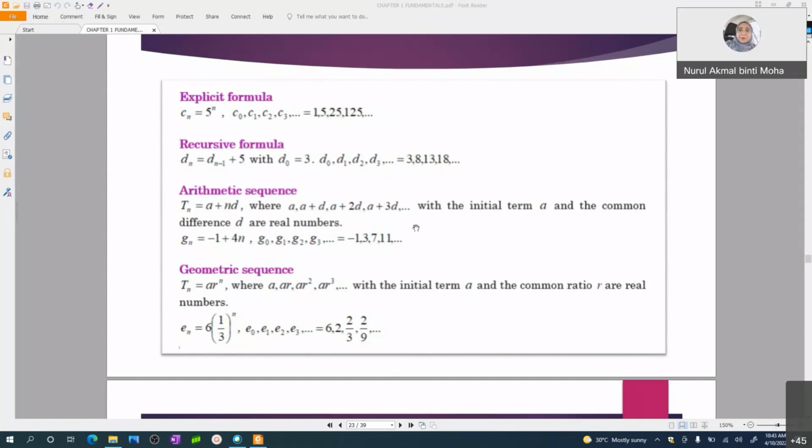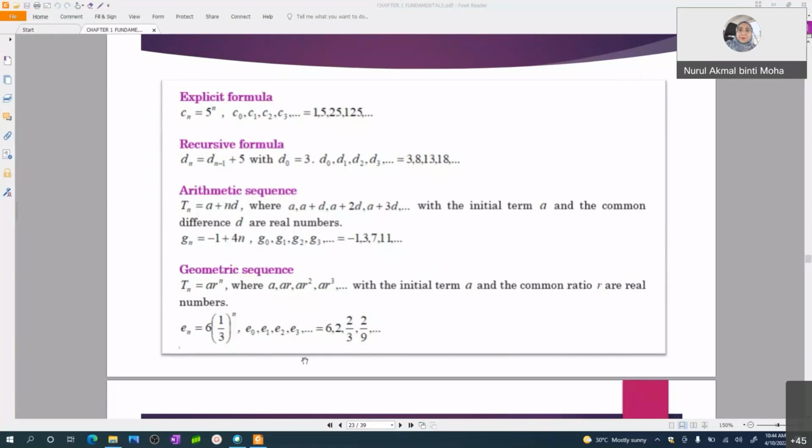If you look at this example, it is correct because Gn is equal to negative 1 plus 4n. If you substitute n equal to 0 here, it will give you negative 1 as the first element. And then when n is equal to 1, it will give you 4 minus 1. So this is correct. The formula is correct. Okay, Doctor. Thank you.